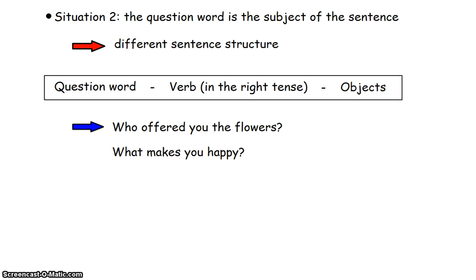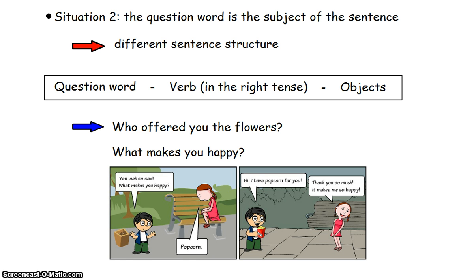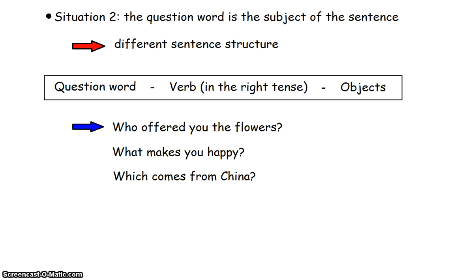Second sentence, what makes you happy? Again, what is the subject. The thing that makes the person happy. Next example, which comes from China.